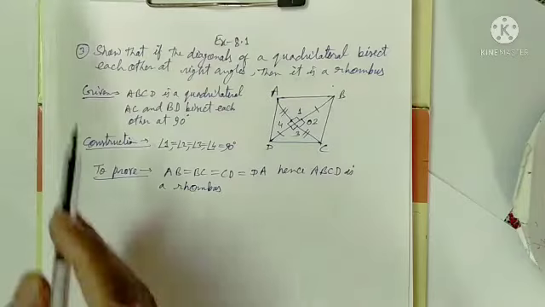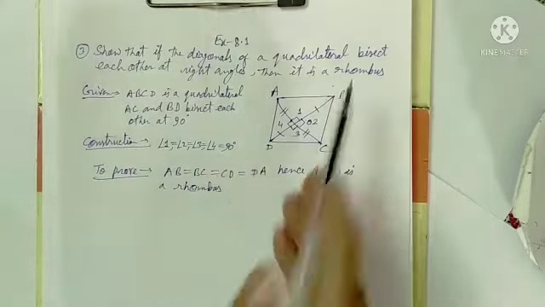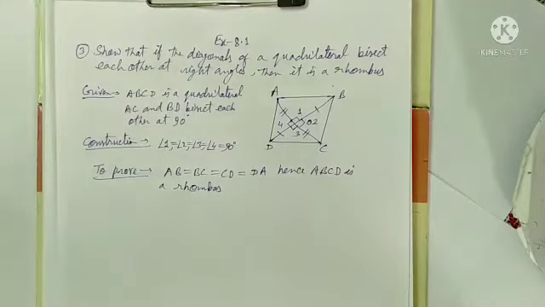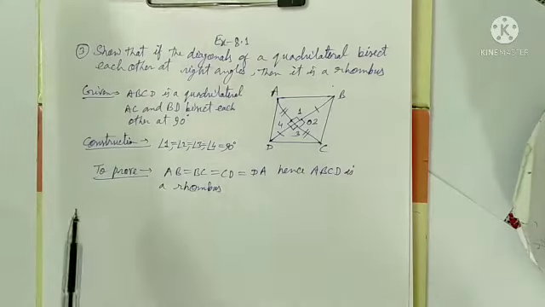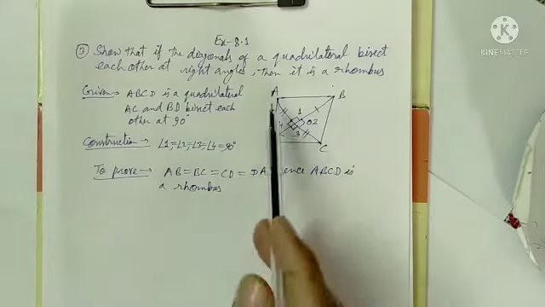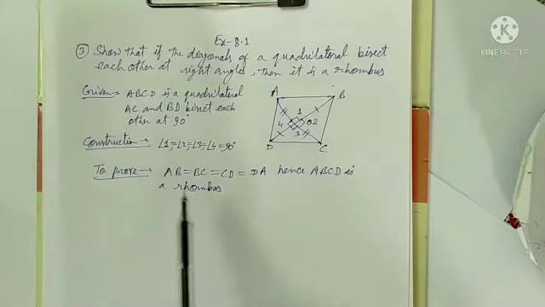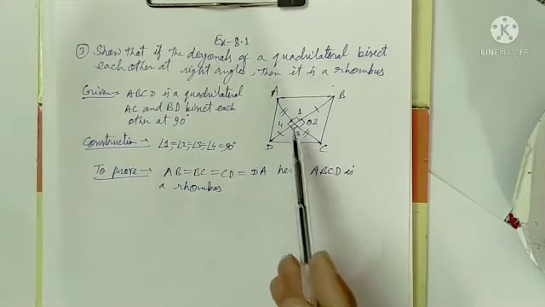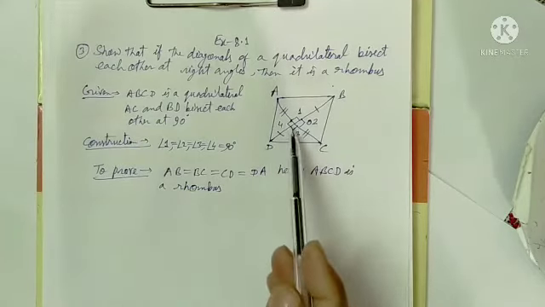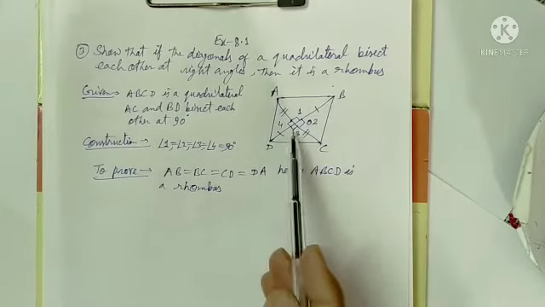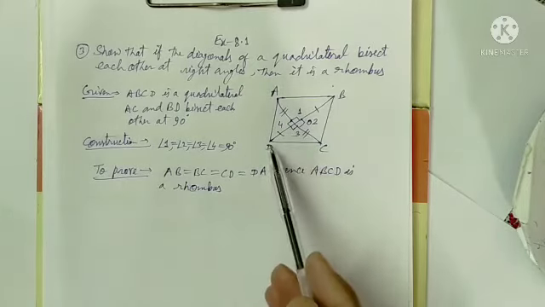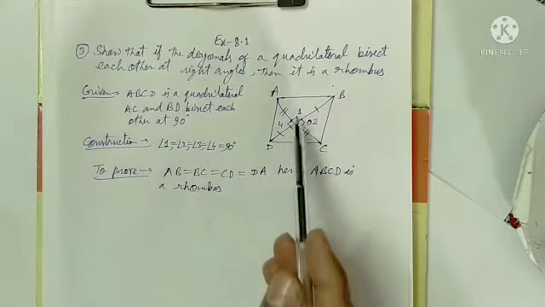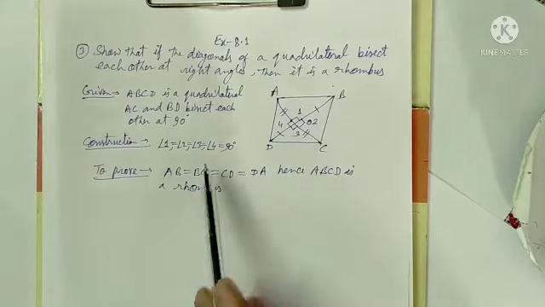Question number 3. Show that if the diagonals of a quadrilateral bisect each other at right angles, then it is a rhombus. Students, we have drawn the figure here. And what is given? ABCD is a quadrilateral in which diagonals AC and BD bisect each other at right angles, and they are bisecting means AO is equal to CO and DO is equal to BO. Now angles 1, 2, 3, 4 are all right angles, 90 degrees.